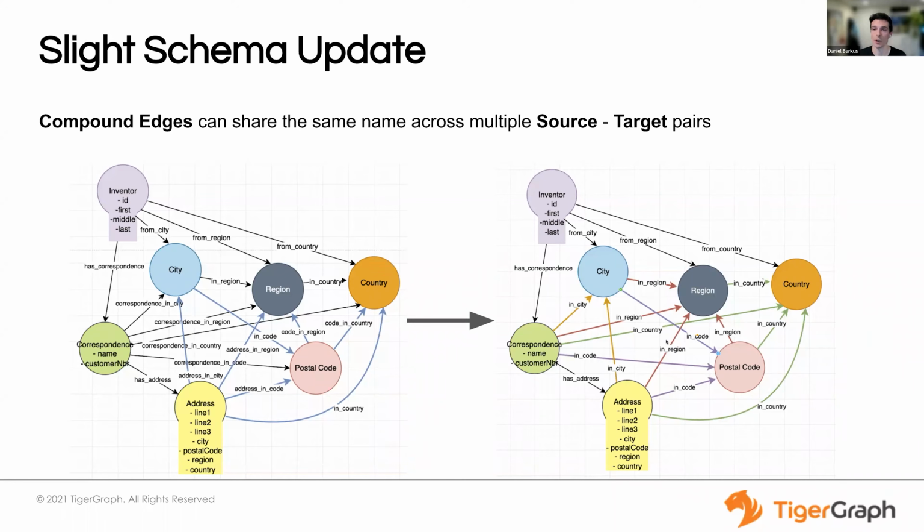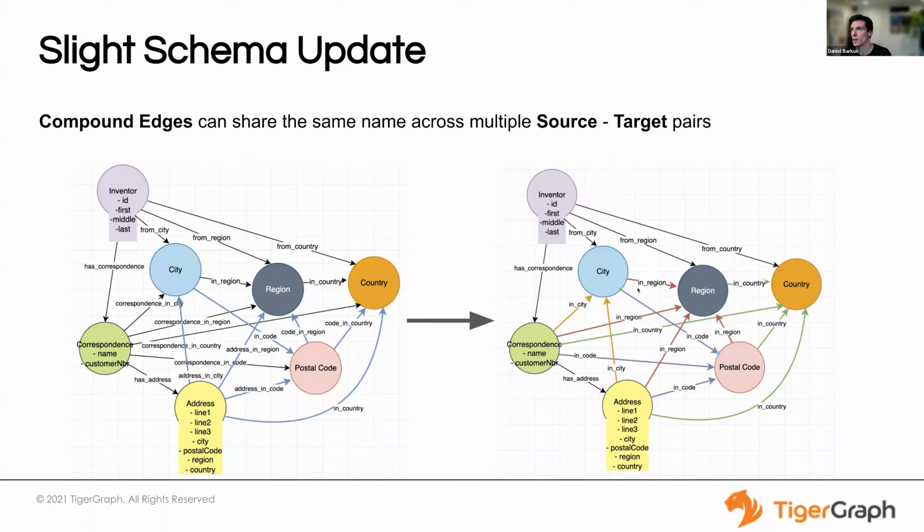These are called compound edges, and we'll get into how we actually create them when we load things into TigerGraph and how that looks a little bit different from our regular edges. We'll get into that, trust me, but I just want to express that these exist and they do allow us to clean up some of our schema. But one thing you'll notice is that while we are using compound edges to express, for example, correspondence in city, address in city, we're not using it for inventor.